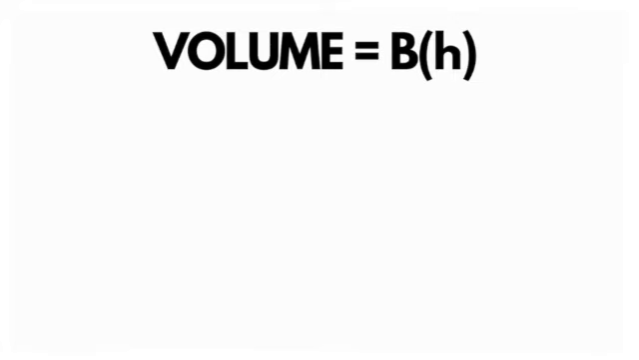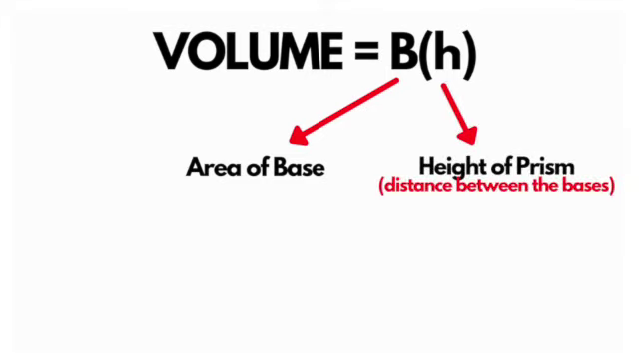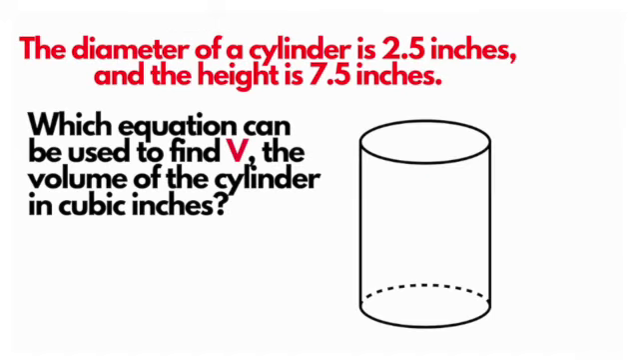Our formula for volume is volume equals capital BH, but it's not just the base. What capital B represents is the area of the base, and the area of the base times the height of the prism, which will be the distance between the two bases. So when we look at our shape, we've got a picture of it right here.